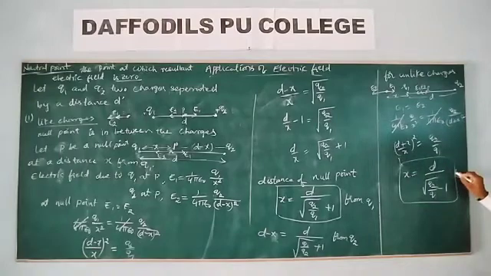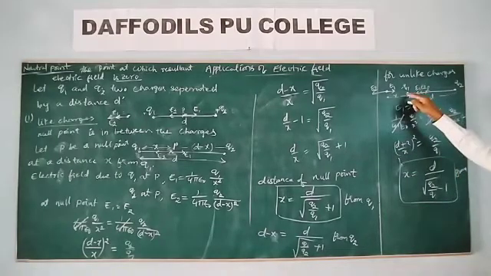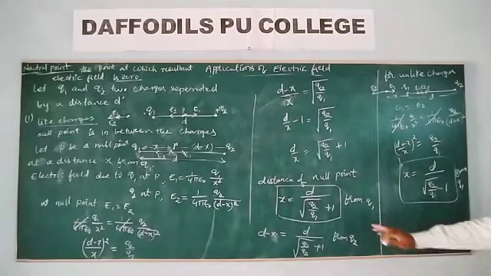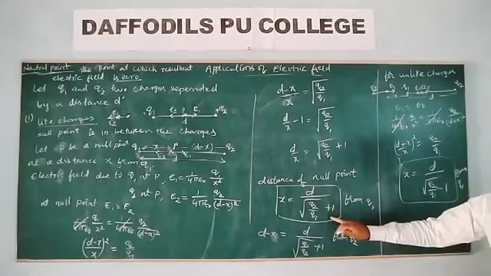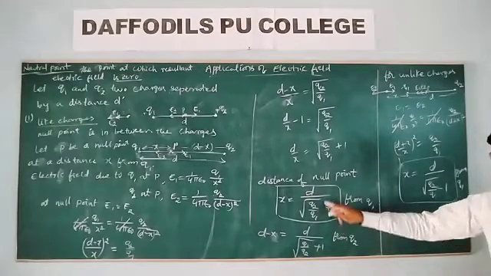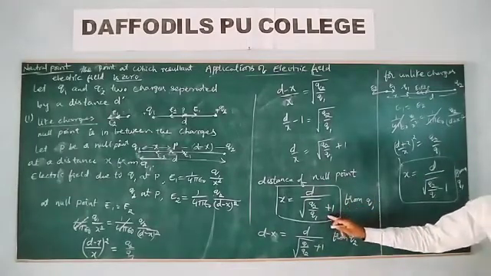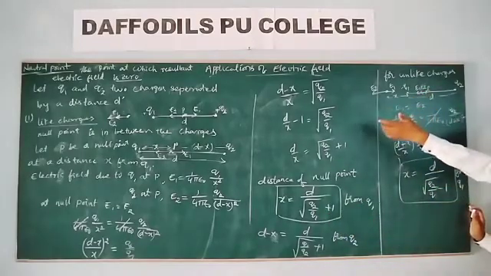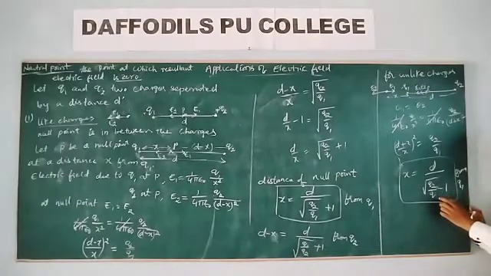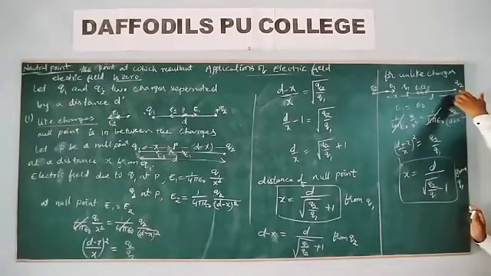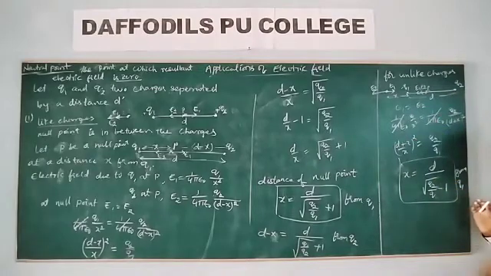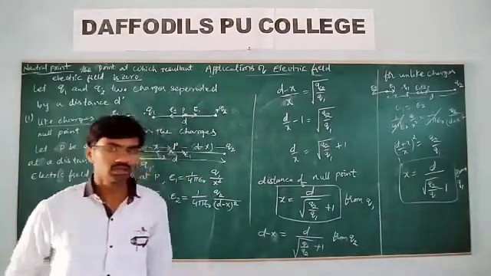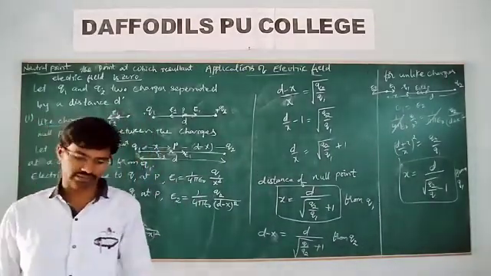Where is it? From where? From Q1. Is it okay? Same as this one. That means you can understand one thing: for like charges, the neutral point is in between them, and for unlike charges the neutral point is outside the charges, but we will get here what? Minus. If we take from Q2, then what we get? Root of Q1 by Q2 minus 1. So let me solve one example based on this, finding the neutral point in between these two charges.